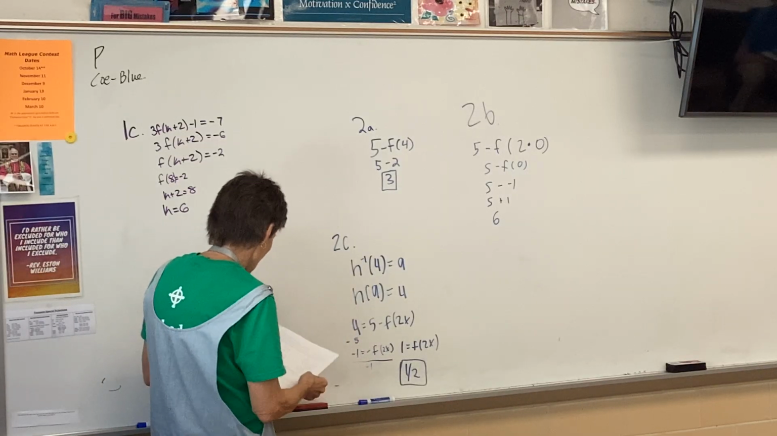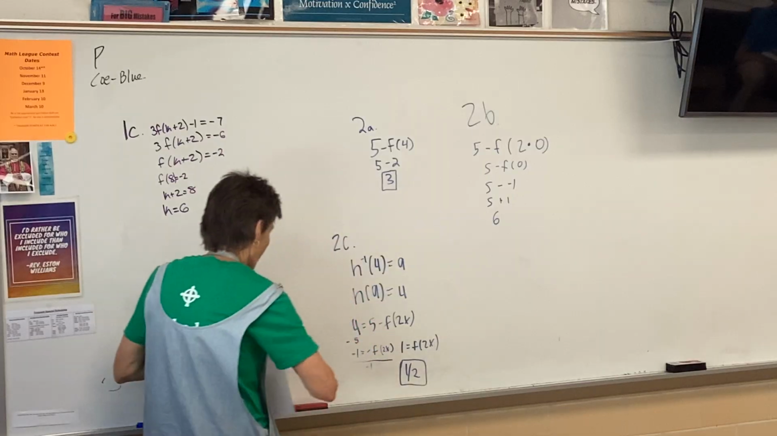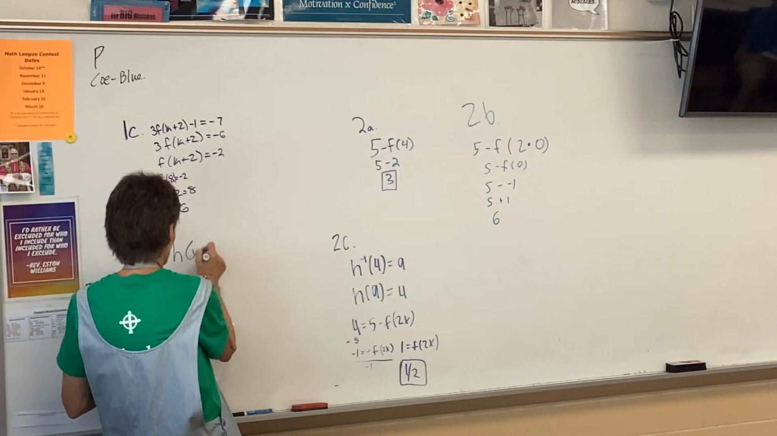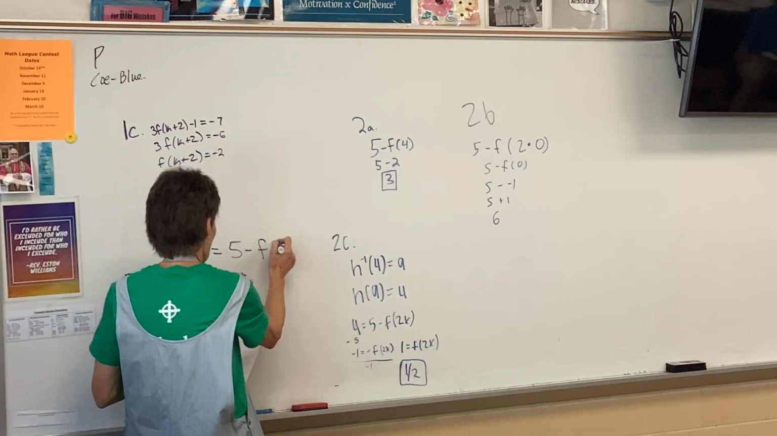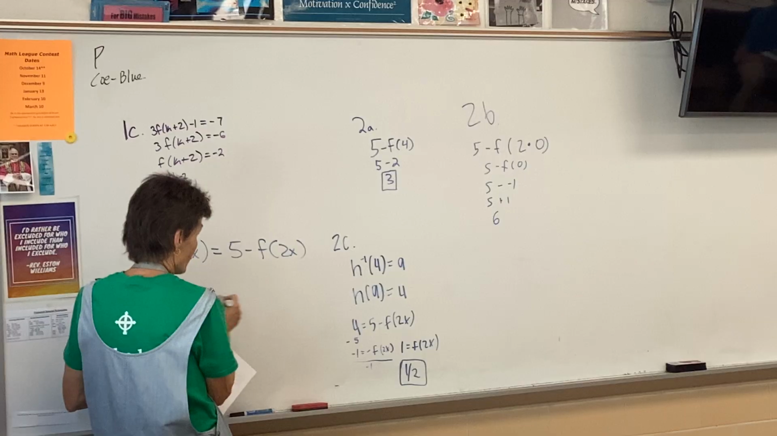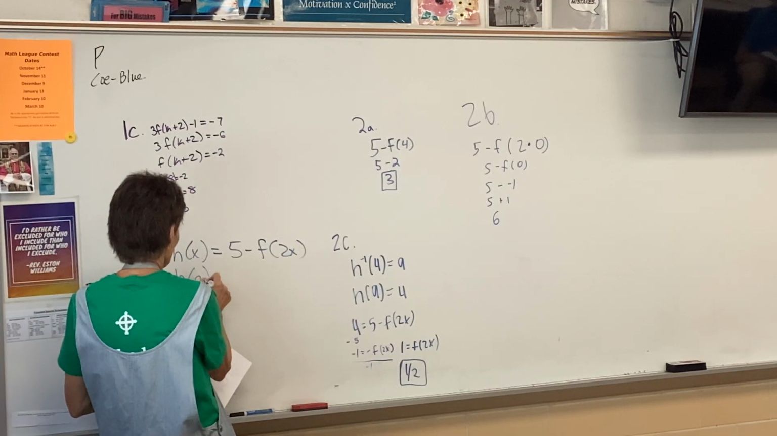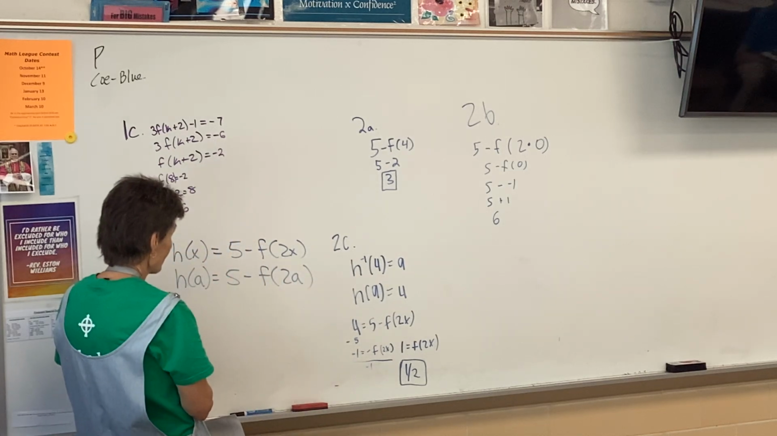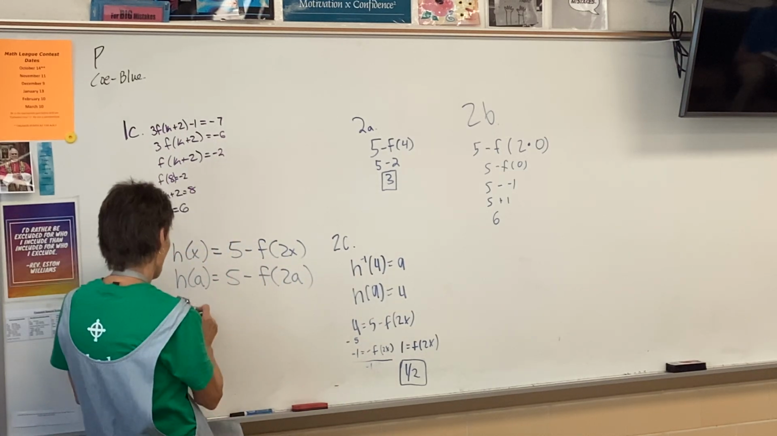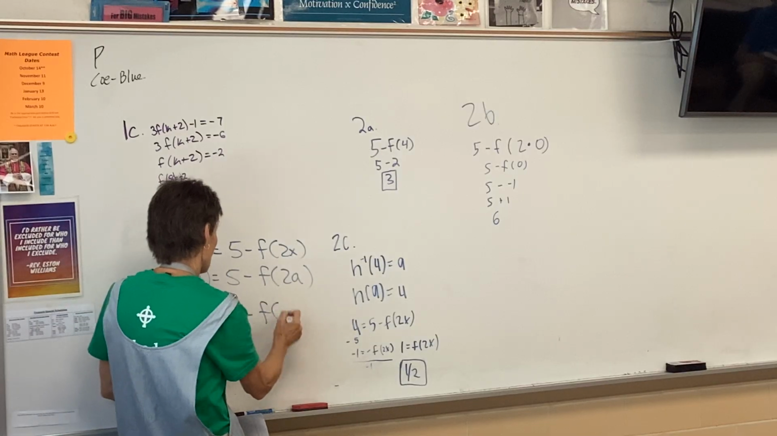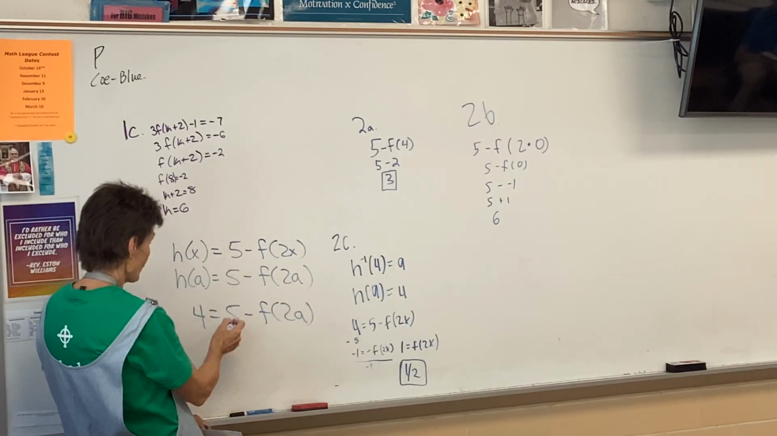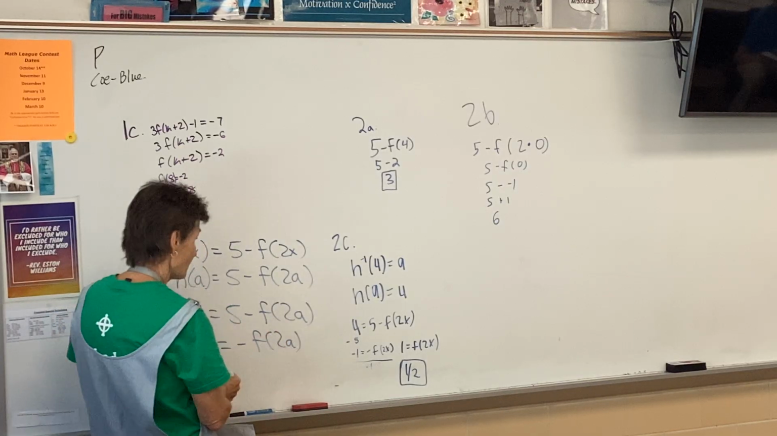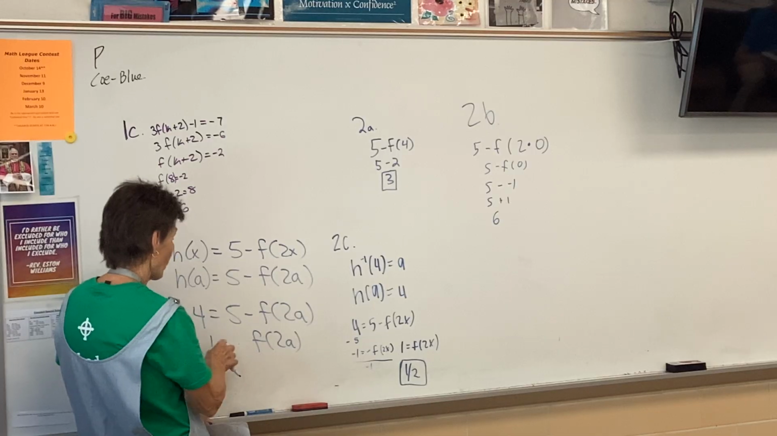So what do we know about h? Okay, so is that what this is? Yeah, because h is 5 minus f of 2x. So she says h of a would be 5 minus f of 2a, but I know h of a is 4. Okay, so you subtracted 5 and got negative 1 equals negative f of 2a. So you got rid of these, perfect.